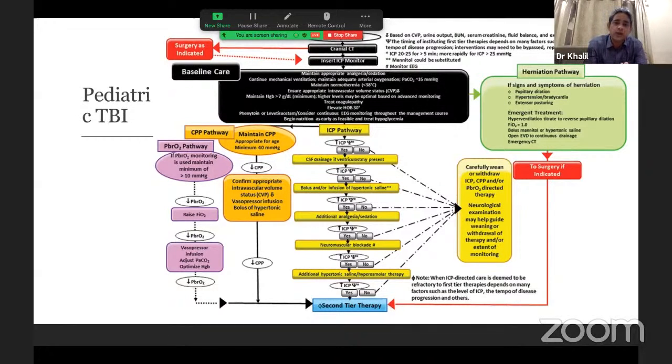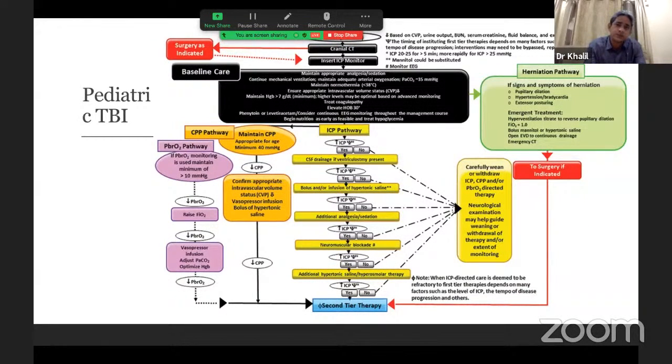If needed, you have to use analgesia and sedation, neuromuscular blockade, and when you do suctioning for these children, use lidocaine so as to decrease the stimulation and surges in ICP. If ICP still remains high after all these measures, like after CSF drainage, after bolus of hypertonic saline, following adequate sedation and analgesia and neuromuscular blockade, then you have to go for second tier therapies. What are the second tier therapies? The second tier therapies are the therapies to maintain your cerebral perfusion pressure.